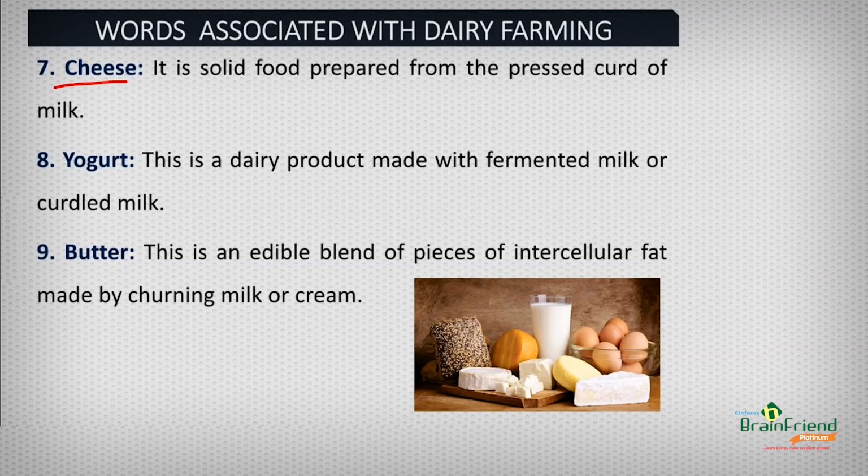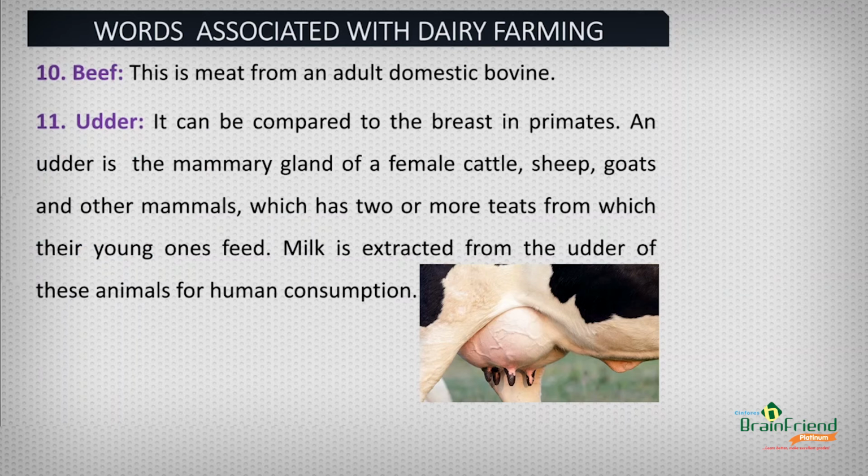Next, we have cheese. It is a solid food prepared from the pressed curd of milk. Next, we have yogurt. This is a dairy product made with fermented milk or curdled milk. Moving on, we have butter. Butter is an edible blend of pieces of fat made from churning milk or cream. Also, we have beef. Beef is meat gotten from an adult bovine.